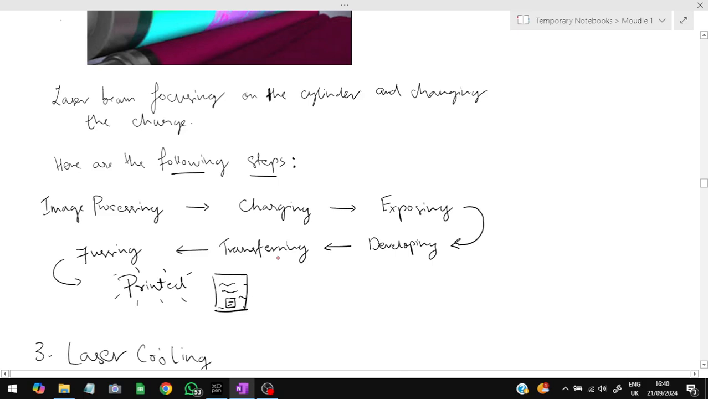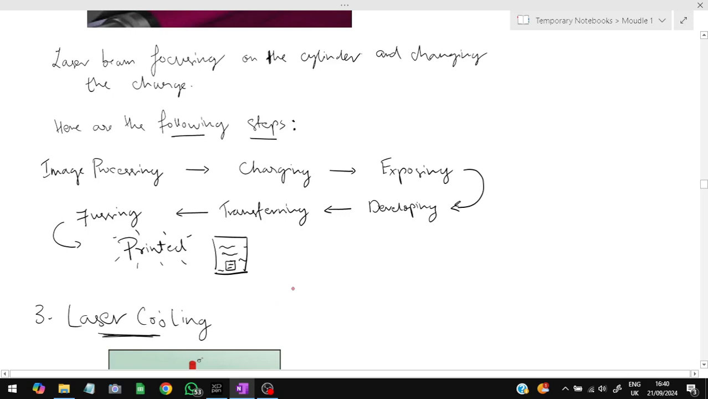The last application is laser cooling. Okay, what do you mean by laser cooling? To make something cooler, we use the laser.